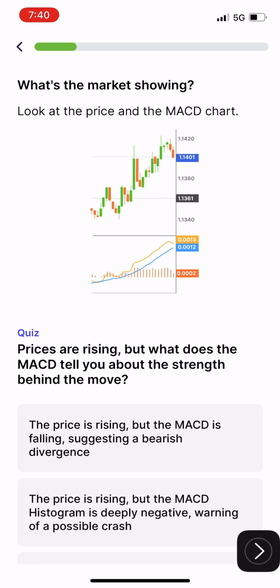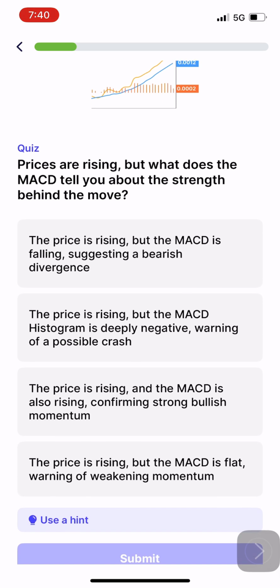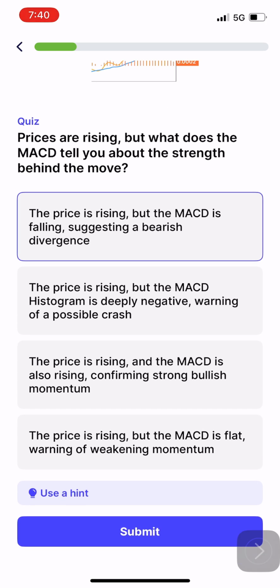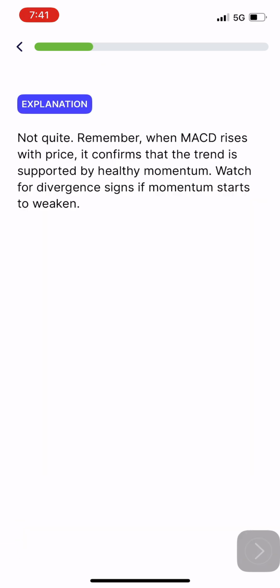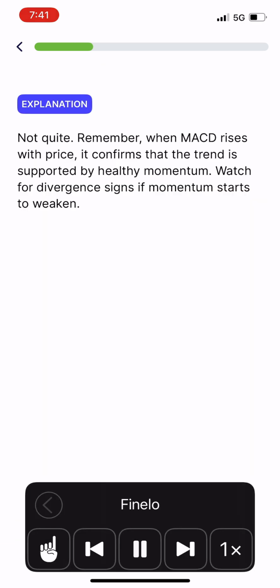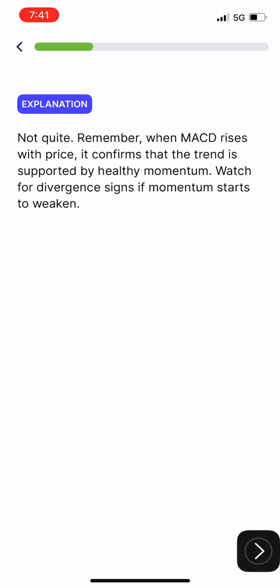What's the market showing? Look at the price and the MACD chart. Quiz: prices are rising, but what does the MACD tell you about the strength behind the move? Explanation: not quite. Remember, when MACD rises with price, it confirms that the trend is supported by healthy momentum. Watch for divergence signs if momentum starts to weaken.